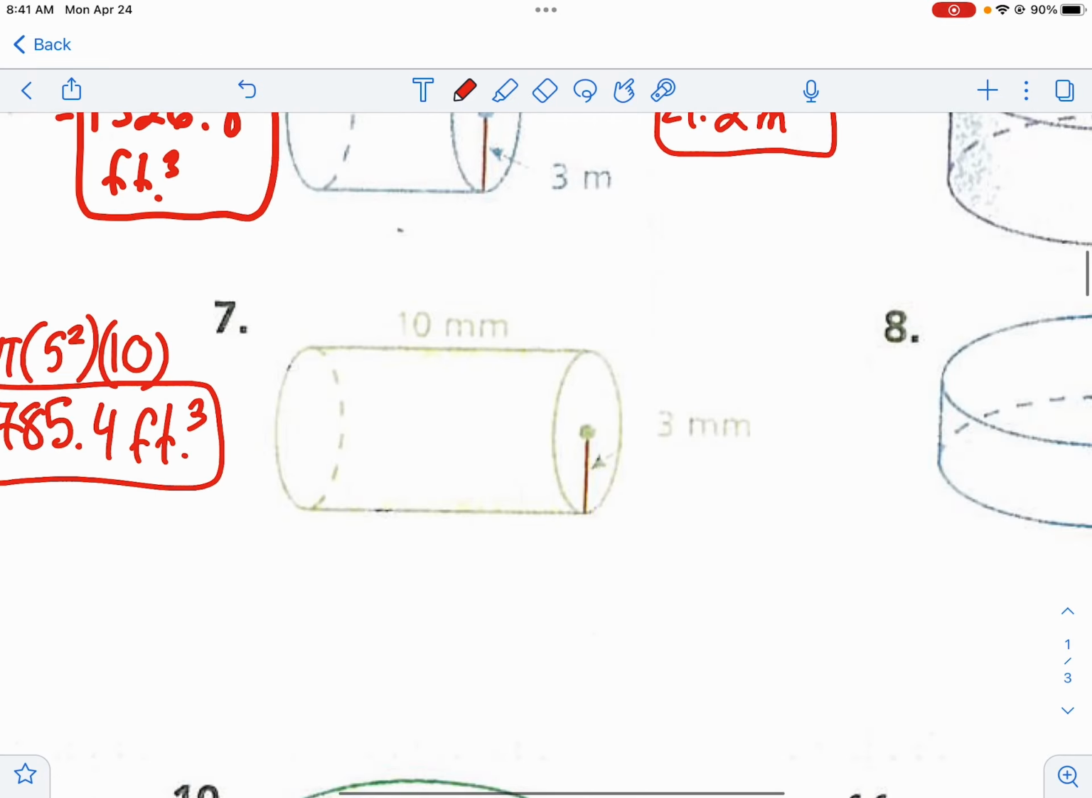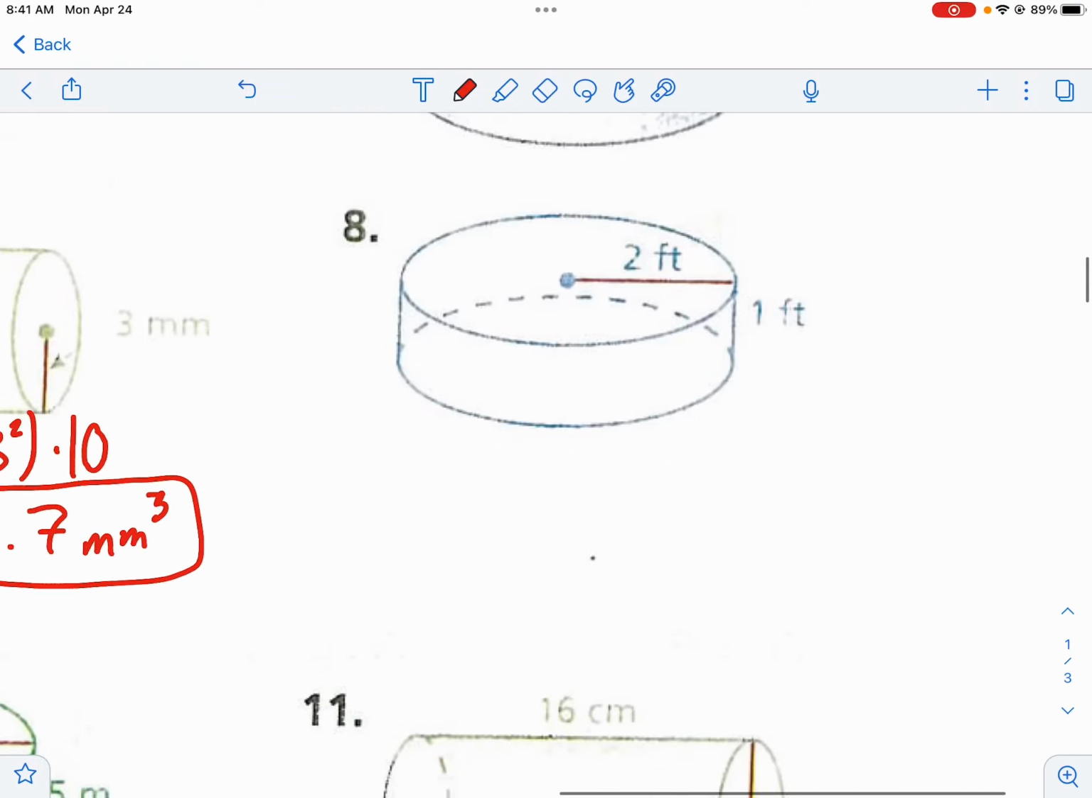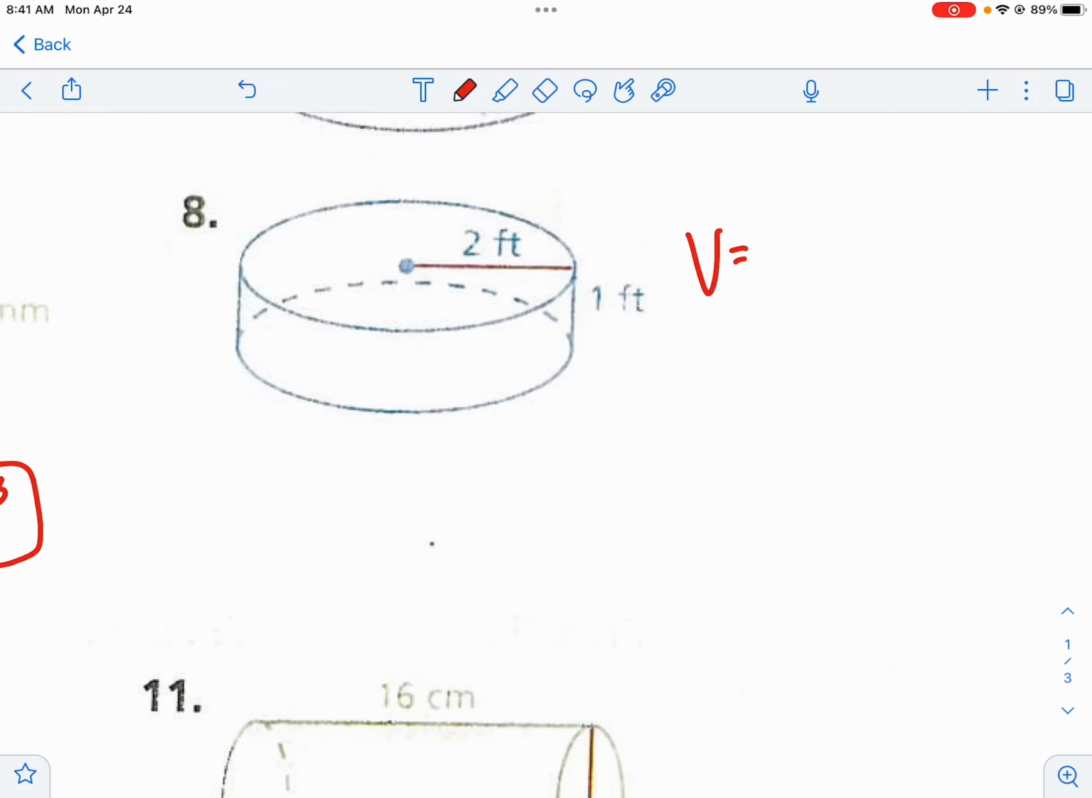Number 7, V is equal to pi radius squared, so pi times 3 squared times the height of 10 is 90 times pi, which is 282.7 millimeters cubed. Number 8, pi times 2 squared times 1 is just 4 pi, which is 12.6 feet cubed.